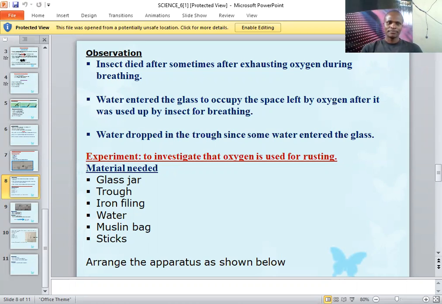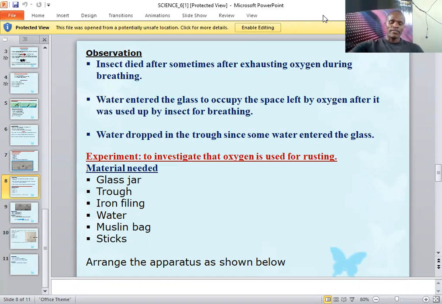One, we need a glass jar. We need a trough or a basin. We need iron filings. We need water. Then we need a muslin bag. A muslin bag is just a netted bag, a bag that has some air spaces. Then we need some sticks.